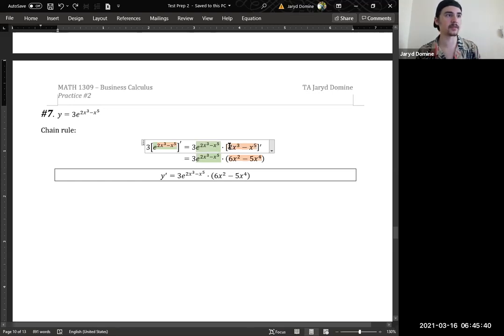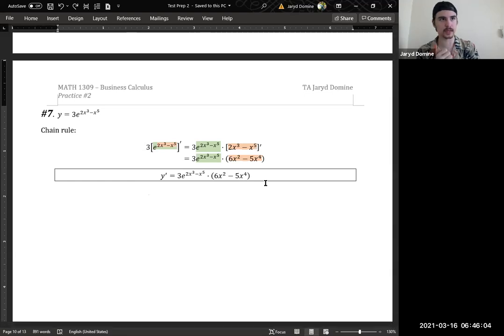And then we take the derivative of the inside, which is everything up in the exponent. And to find that, we just use the power rule as before. So we get 6x squared minus 5x to the fourth. And this is your final answer. You just leave it like this. Okay. So this one is the chain rule again. So on most of these, you're going to be using the chain rule. So make sure that you understand how it works. Derivative of the outside, leave the inside as it is, and then multiply by the derivative of the inside.